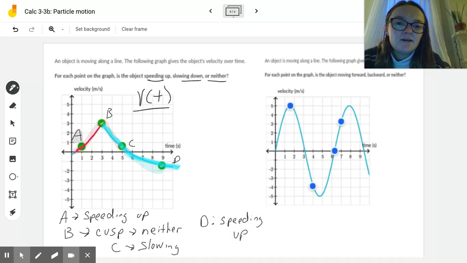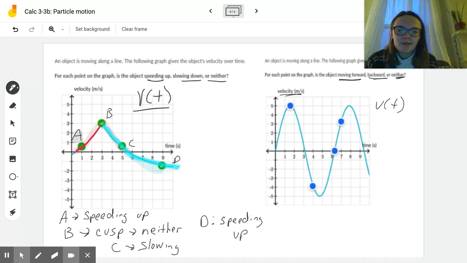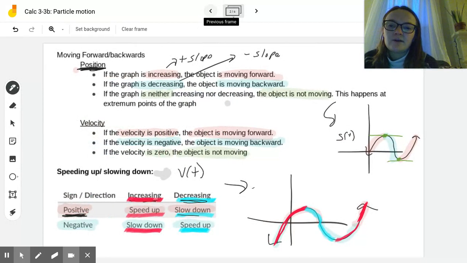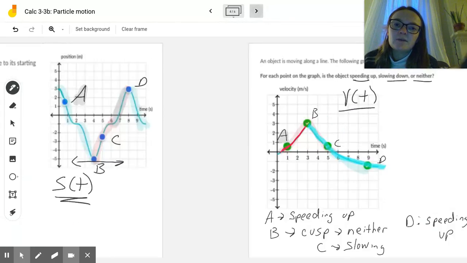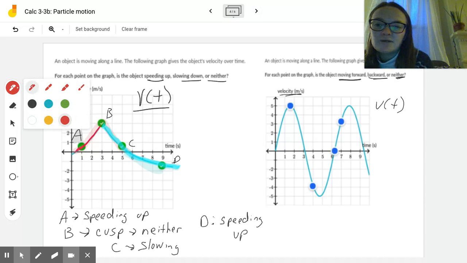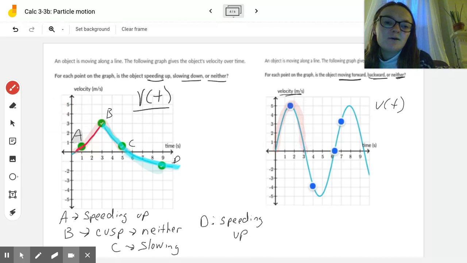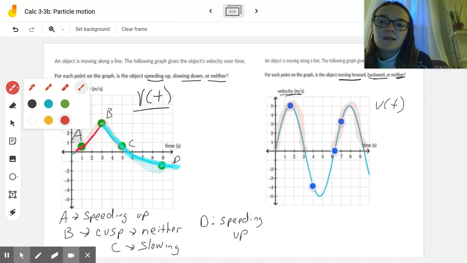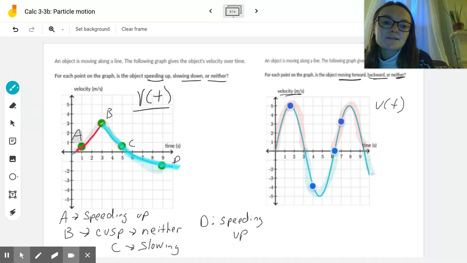All right, last one here. This one is still a velocity graph. This is still v of t. It says for each point on the graph, is the object moving forward, backwards, or neither? Because this is not the same as speeding up or slowing down. On a velocity graph, I'm moving forward when my velocity is positive and I'm moving backwards when it's negative. So really all I'm looking for here in forward and backwards is when is my velocity positive, when is it negative? Well, it's positive above the x-axis here, and it's negative below the x-axis here.